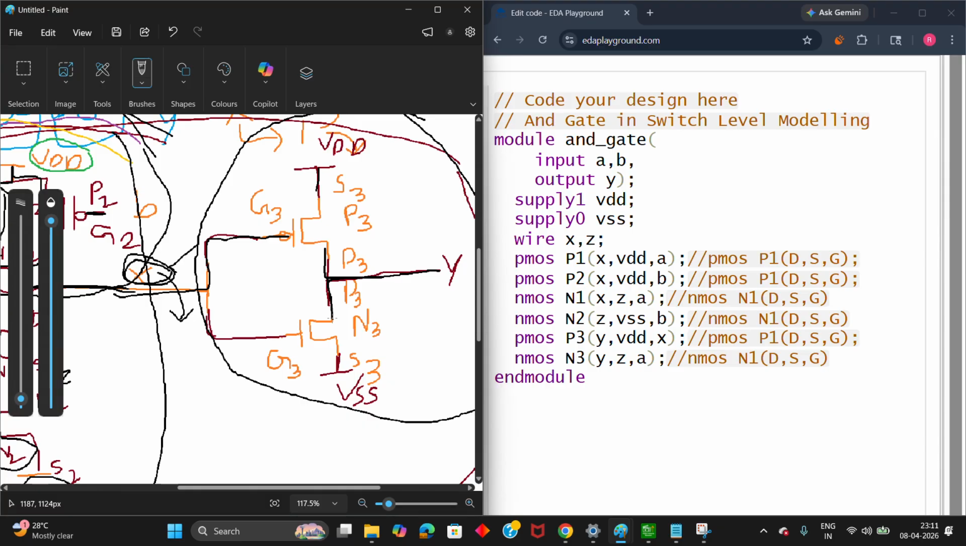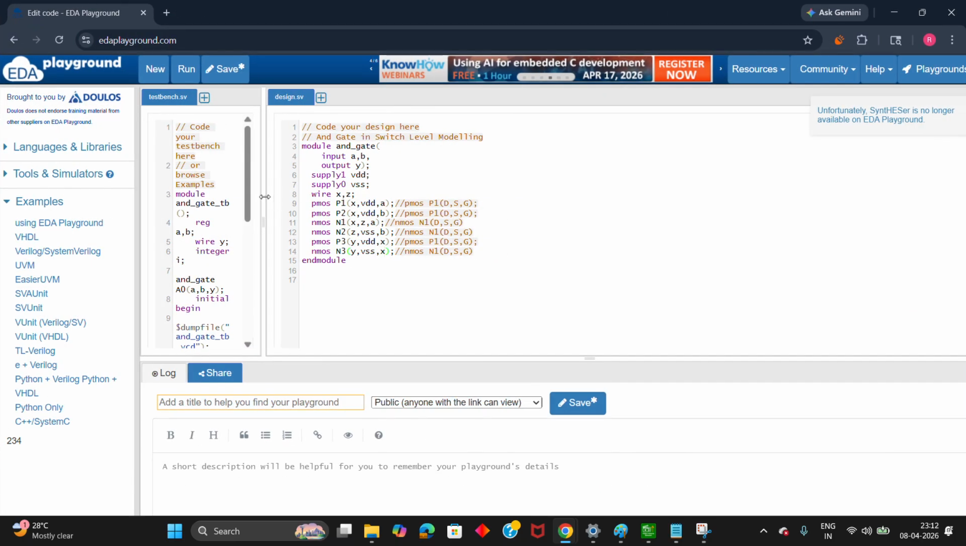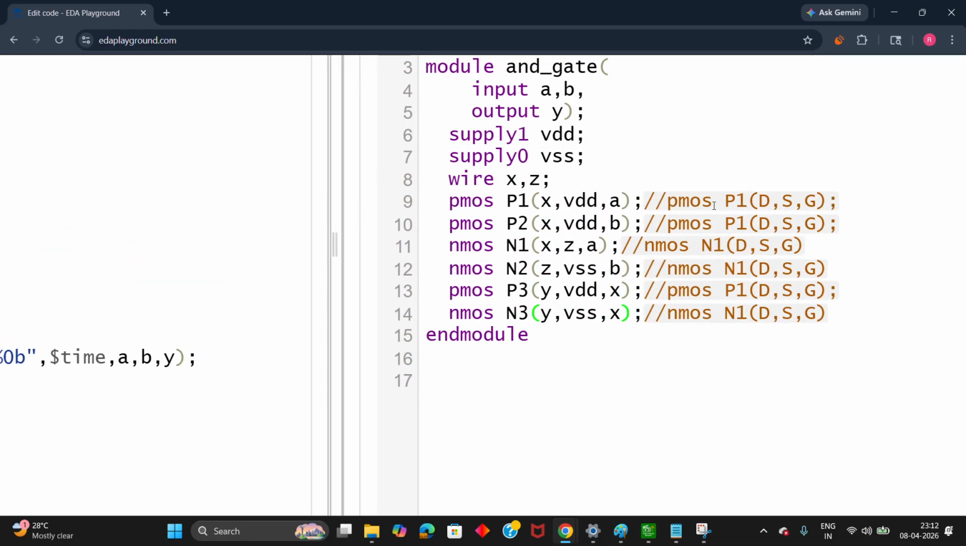Next, the source terminal. For the source terminal, we have connected the VSS, so you need to give it as VSS. And for the gate terminal, we have connected the internal wire, that is X, which gives the NAND operation, right? Now we have completed our code. It's so simple, right? If you have the CMOS logic diagram, then it is so simple to write the code. We have completed our code.